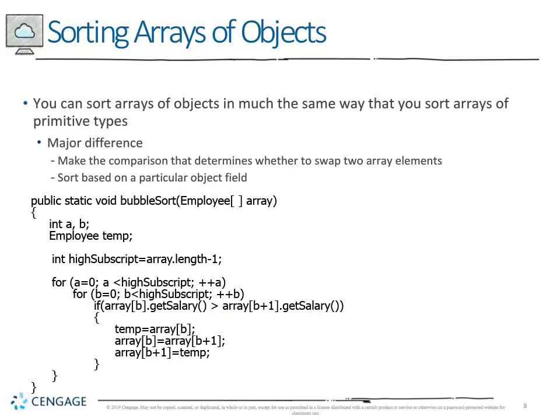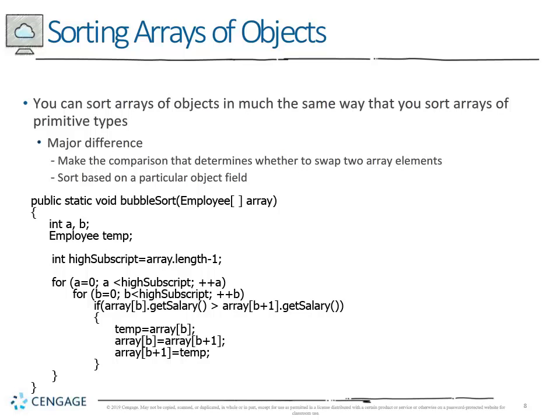You can sort arrays of objects in much the same way that you sort arrays of a primitive type. The difference is when you sort an array of primitive element type, you compare the values of two array elements to determine whether they are out of order. When array elements are objects, you usually want to sort based on a particular object field.